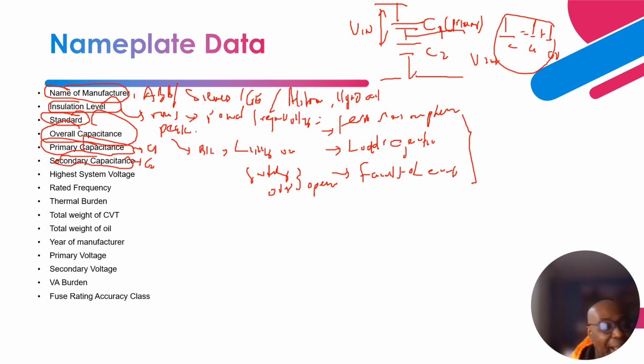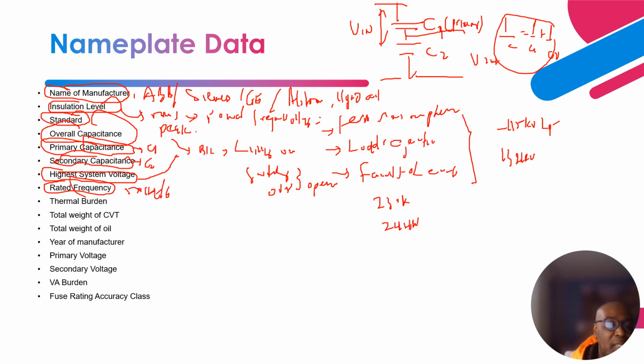Now let's talk about the highest system voltage. For instance, if you have 115 kV as your high side or primary side voltage, your highest voltage for 115 kV is 132 kV. Likewise, if you have 230 kV, your highest system voltage will be about 242 kV. The goal is to provide additional margin for over voltages due to power frequency over voltage. Then you see the rated frequency, either 50 Hertz or 60 Hertz.